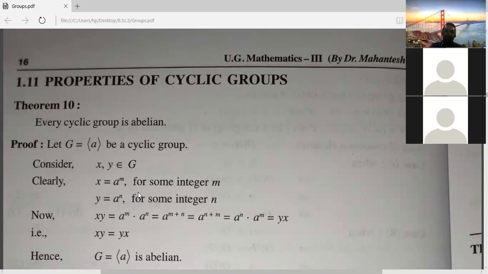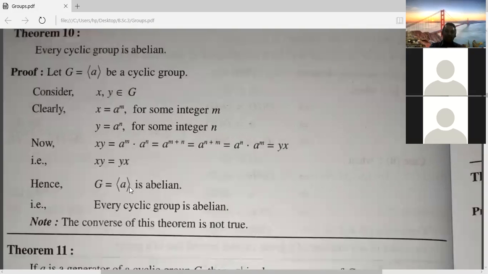Therefore, the cyclic group G is abelian. That means we have proved that a cyclic group is abelian. Okay. Now, what did you get? Every cyclic group is abelian.